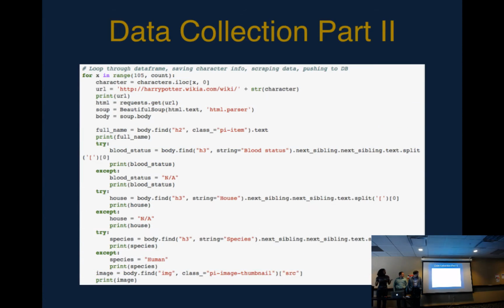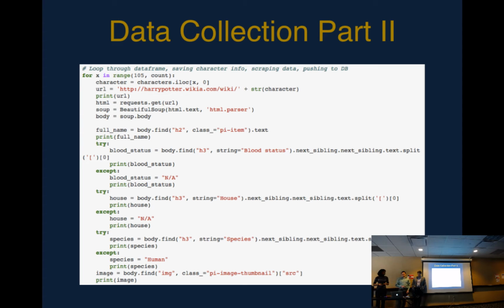So, and then the second part was Sean. So what Sharanya was explaining was a lot of manual data entry, stuff that wasn't available anywhere, which chapter they first showed up on. But we also wanted to combine some character information that is available online, so we found a Harry Potter wiki site.